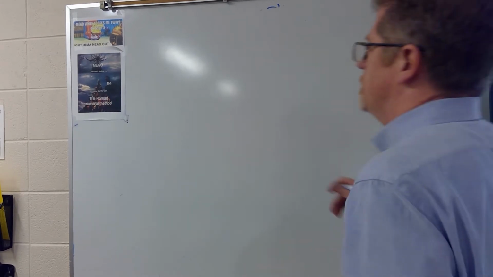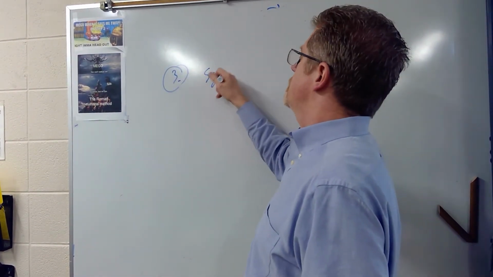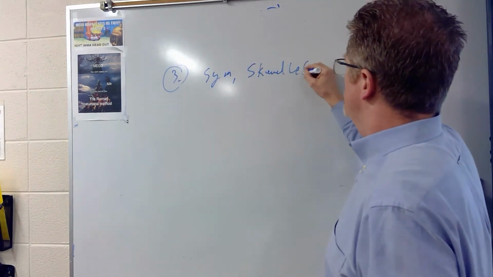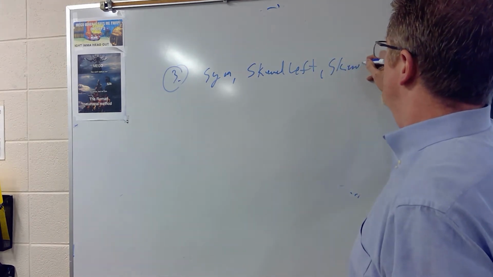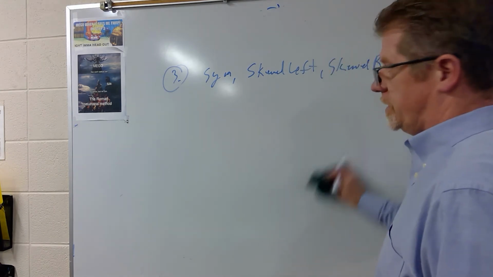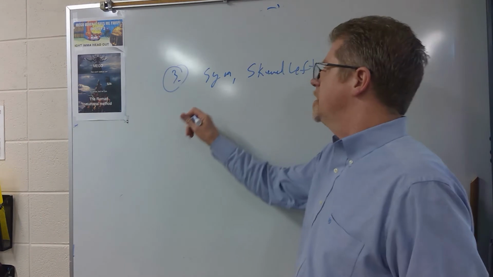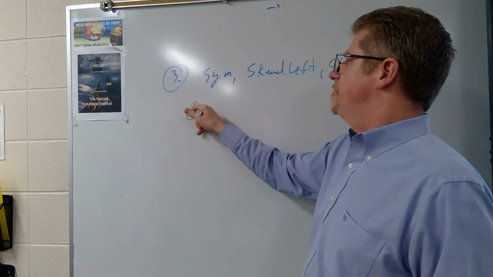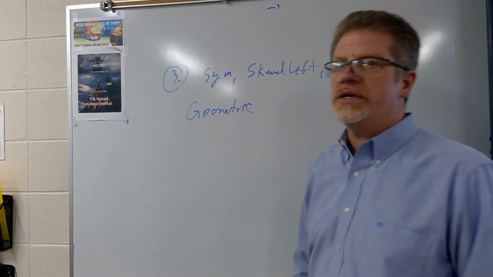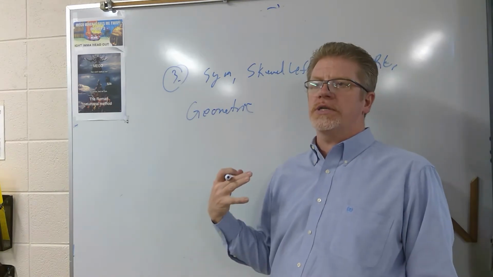Okay, in problem 3, we're going to look at the question of symmetric, skewed left, or skewed right. Now, if a sample size is big enough, then your binomial distributions will be symmetric. But what if you have a geometric distribution? Are geometric distributions always skewed left, always skewed right, always symmetric, or none of the above?